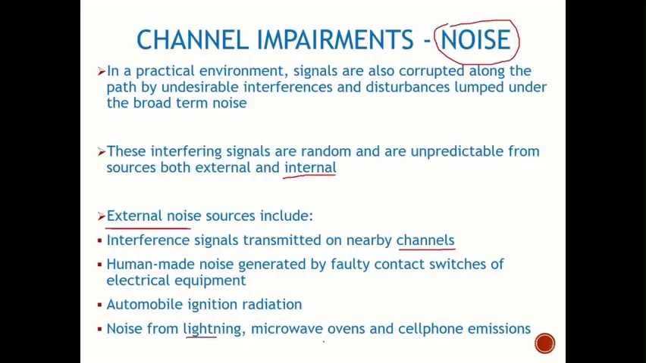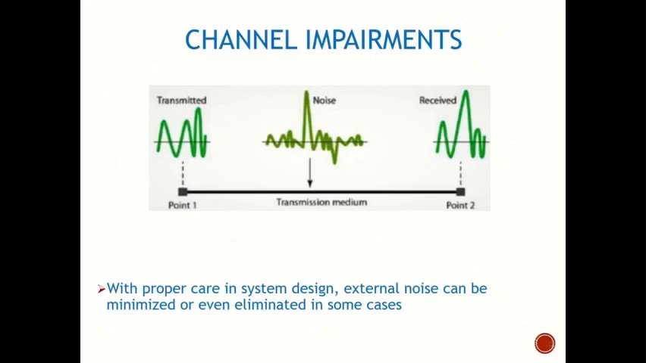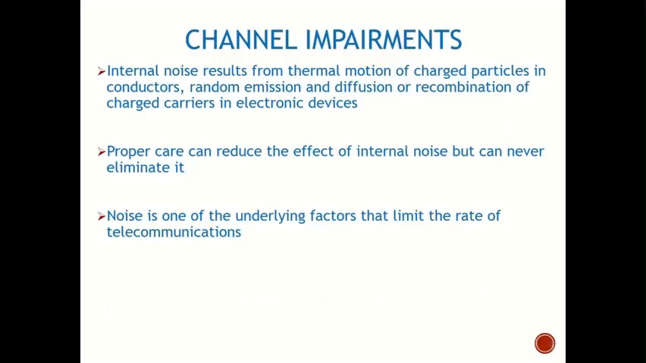Noise from lightning can be an issue, especially if the signal is laser based or an optical carrier is used, as this can cause distortions. We can also have microwave ovens and cell phone emissions. If they are in the same frequency band as the signal, they will cause noise to the signal. So this is an example. We have the transmitted signal, there's channel noise, and then the received signal, which, as you can see, is much distorted compared to the transmitted one.